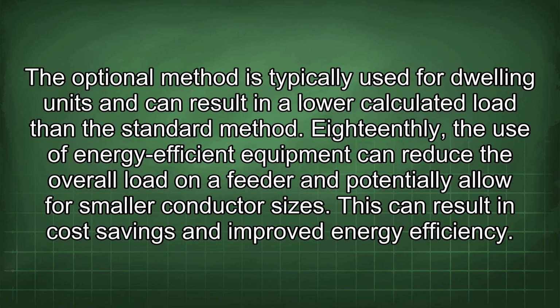The optional method is typically used for dwelling units and can result in a lower calculated load than the standard method. 18thly, the use of energy-efficient equipment can reduce the overall load on a feeder and potentially allow for smaller conductor sizes. This can result in cost savings and improved energy efficiency.